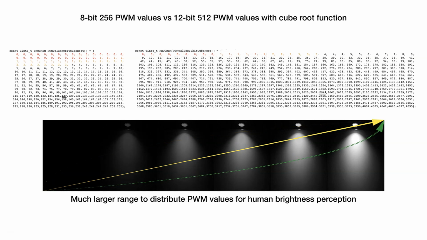Therefore, we'll use values on the COB LED curve, and instead of complex floating point runtime calculations, we store and retrieve precomputed values from a lookup table. The benefit of using 12-bit resolution is that it provides us with 4096 values instead of only 256 with a standard 8 bits. The larger range allows us to distribute the pulse width modulation values much better.